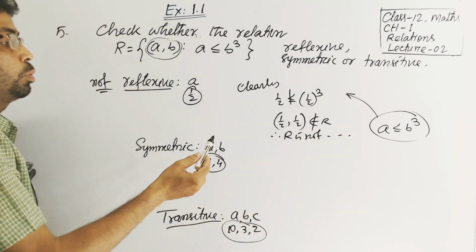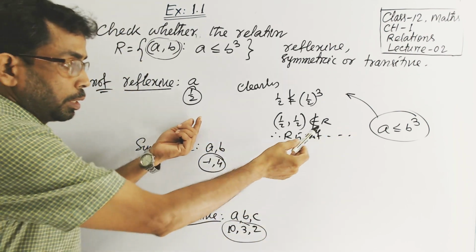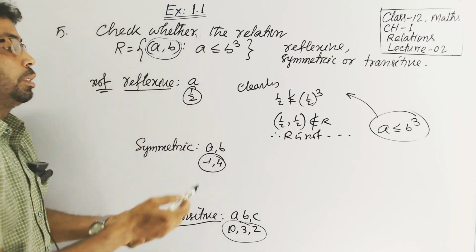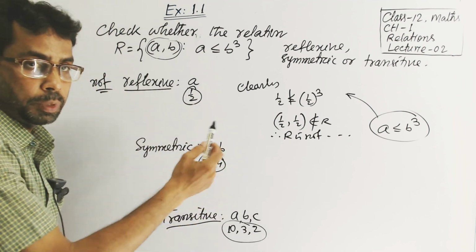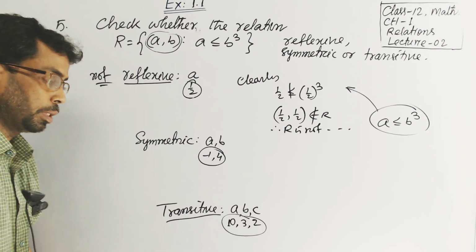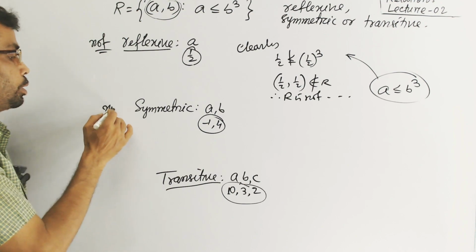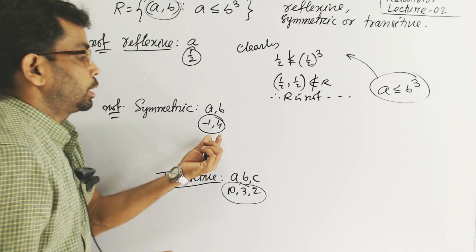We can show it with more numbers, and we can show it with any real number less than 1. It will not be reflexive. It will not satisfy the condition for reflexive. And to show symmetric, it is actually not symmetric, and that can be shown by example.